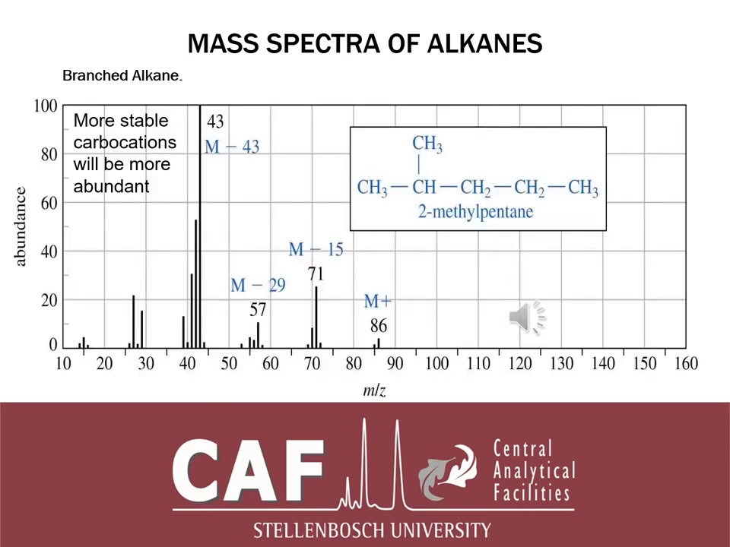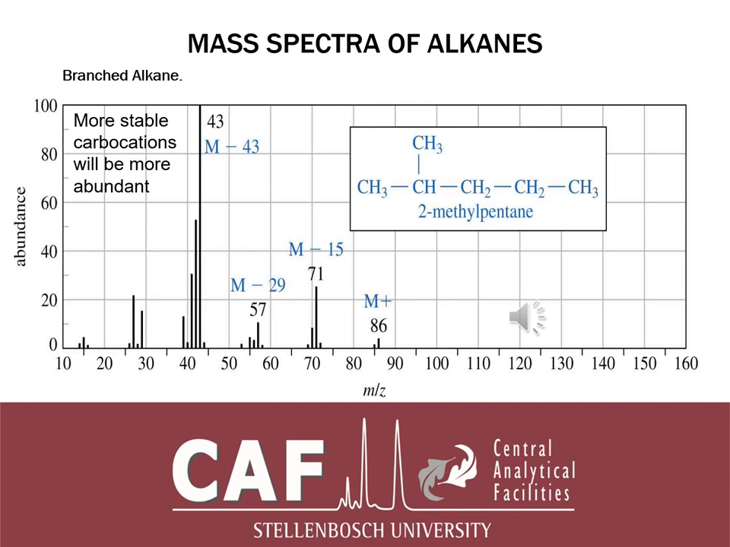Now, also, if one looks at the mass spectrum of a branched alkane, in this case 2-methylpentane, with a molecular weight of 86, the fragmentation will happen where the simplest fragmentation always happens, where the CH3 is lost on the right-hand side of the molecule. In this case, you lose CH3, and then 86 minus 15 gives us 71.